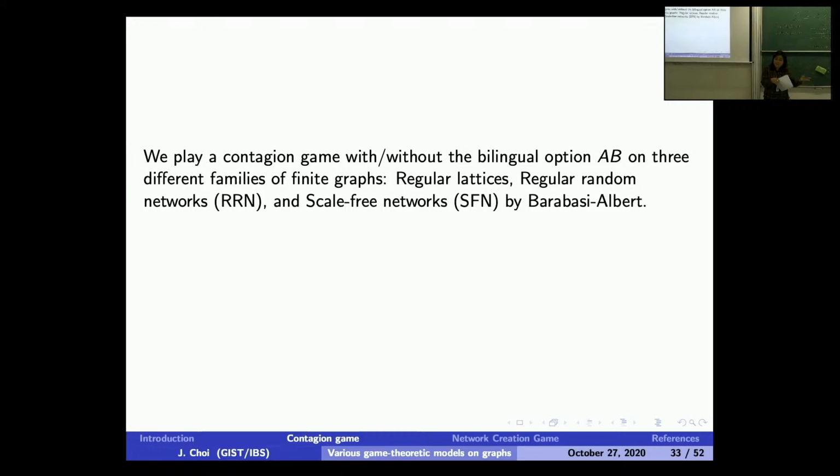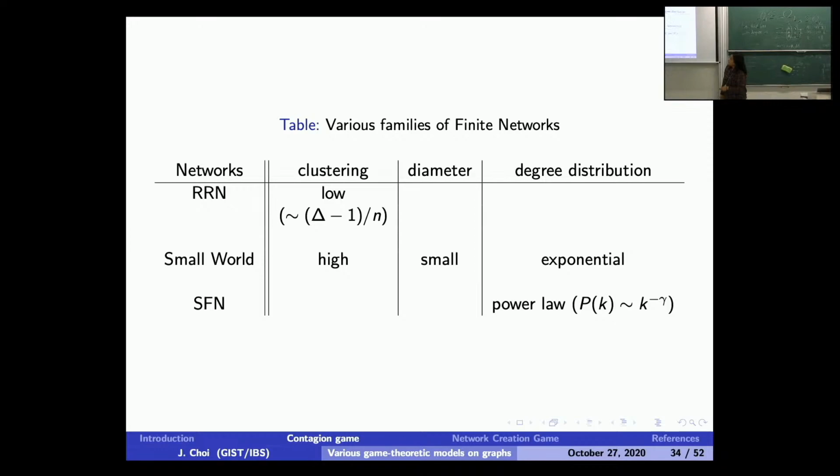on three different families of finite graphs. And then we take regular lattices. And this lattice is different from what we say in, like, partially ordered sets, but in more of the physics area. So I prepared some of these examples with pictures, and the regular random network and then the scale-free network. And then we focus on the structural differences among those three different networks.